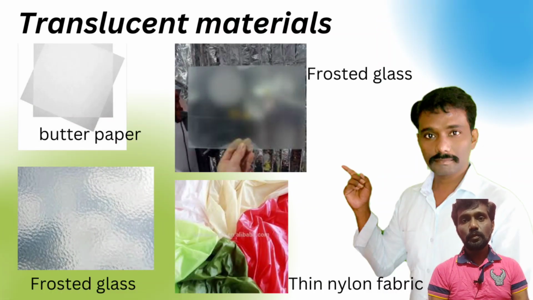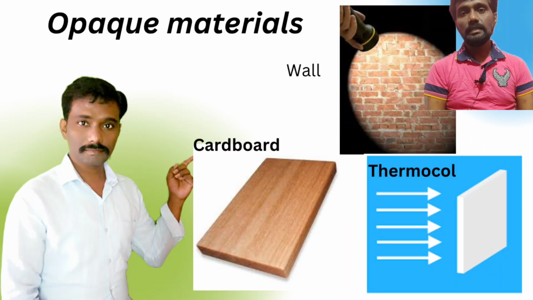Materials that allow light to pass through them partially are known as translucent materials. Ground glass, frosted glass, thin nylon fabric and butter paper are some examples of translucent materials. You cannot see clearly through them. Materials that do not allow light to pass through them at all are known as opaque materials. Wood, cardboard, thick cloth, metal, leather and some plastics are examples of opaque materials. We cannot see through an opaque material.